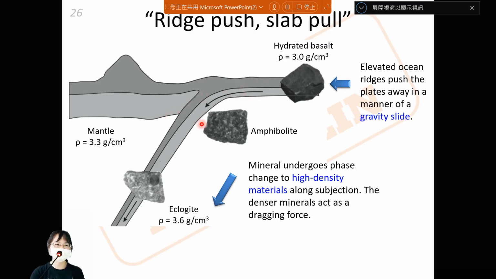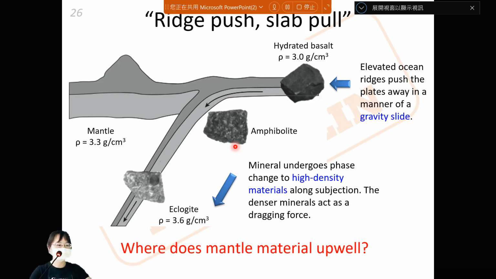Therefore, ridge push means the ocean ridge actually has higher potential energy, so it sort of pushes the plate in this direction. Here, we have dragging force, and at the other side of the plate, we have pushing force. Push plus dragging triggers the plate subduction. But the dragging force here plays a major role in triggering plate tectonics. Here we have subduction, and this is a deep feature.